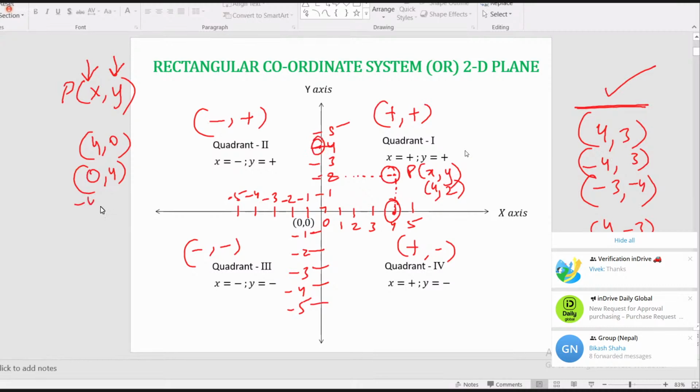If, let's say, it is minus 4, 0, it will be minus 4 on the x-axis, 0 on y. So it will be this point. And then 0, minus 4. So 0, minus 4 will be somewhere out here.